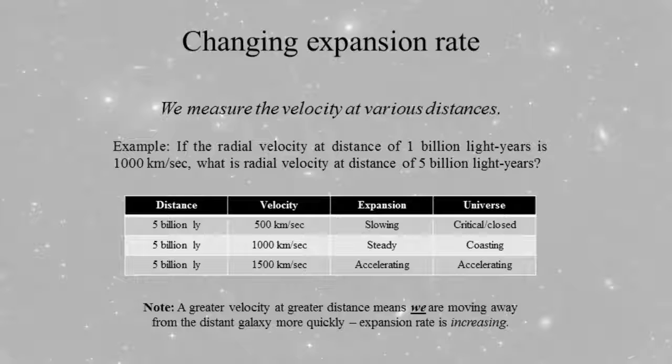The expansion rate has accelerated. So the point being, again, that a greater velocity, this greater distance, means we're the ones moving away more quickly in today's universe, and the expansion rate is accelerating. Now we could draw a simple graph that illustrates this as well.